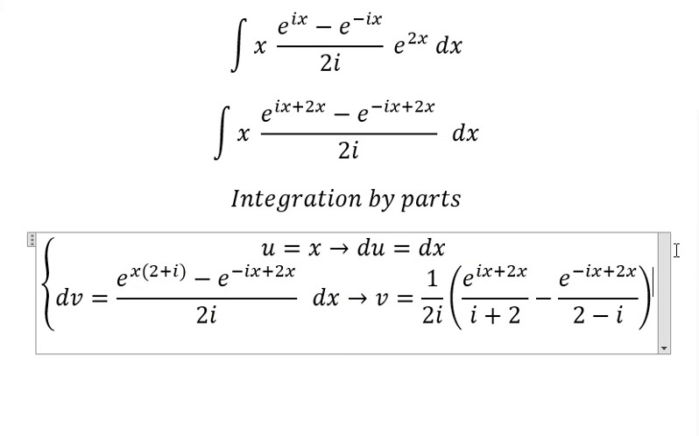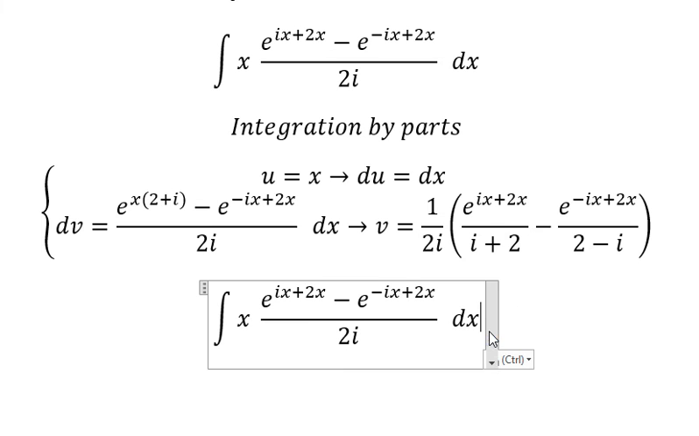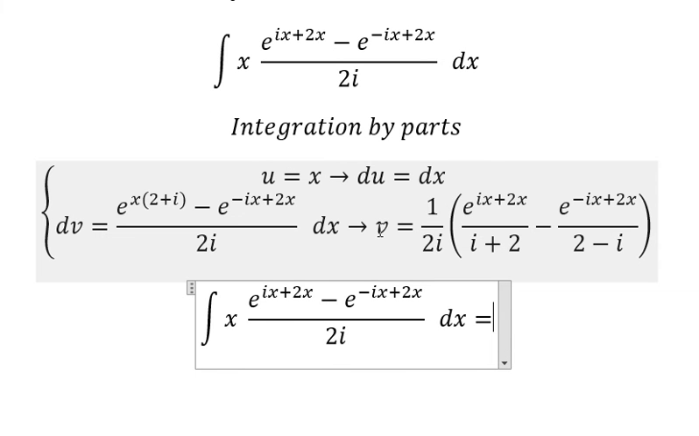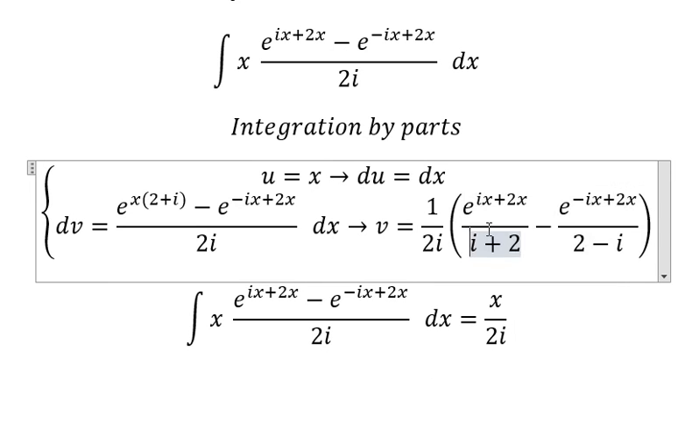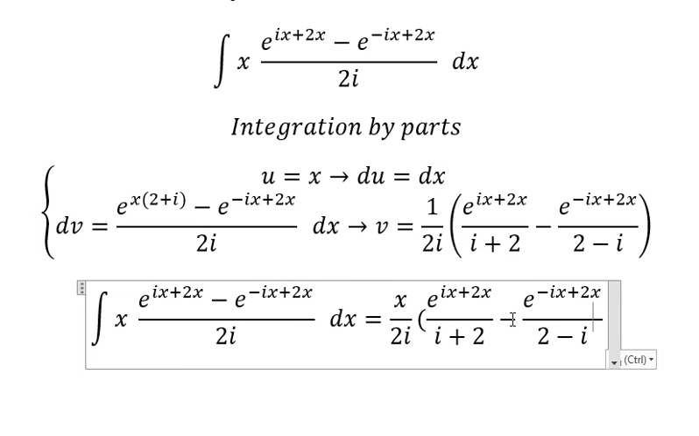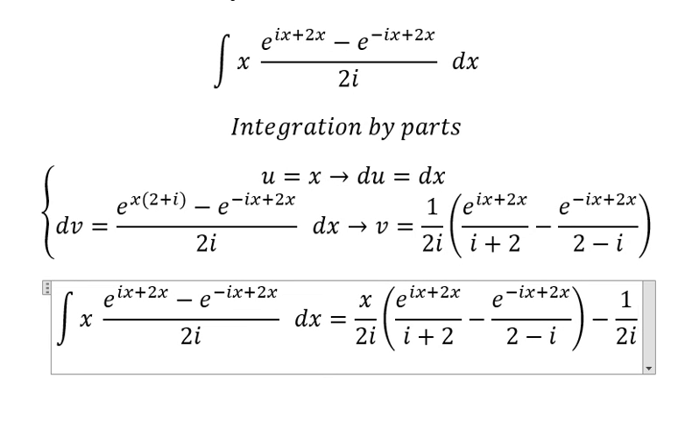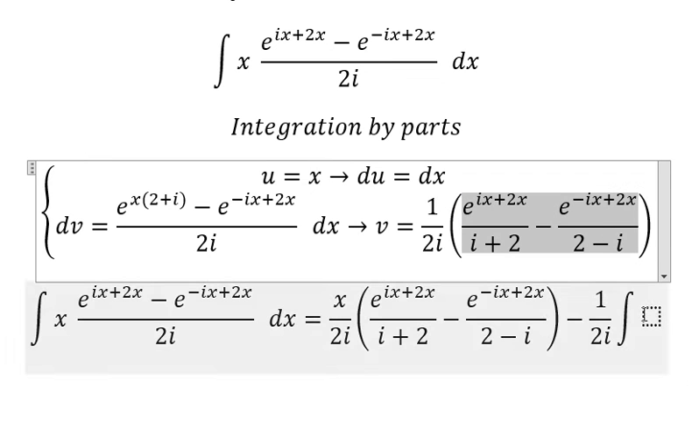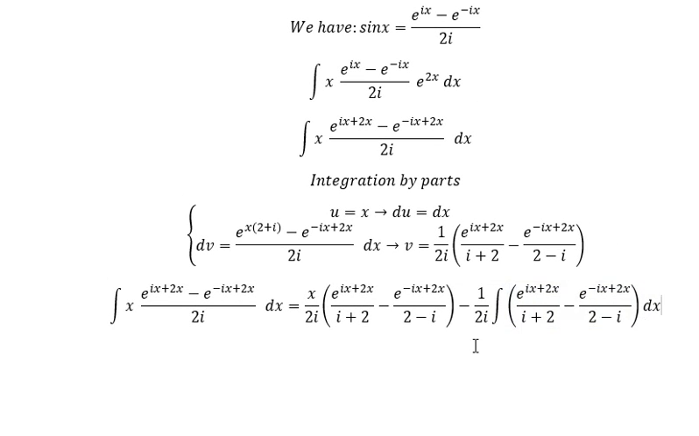So we have u multiplied by v, minus u multiplied by v, and we have the integration, that is this one. And now we have the final answer.